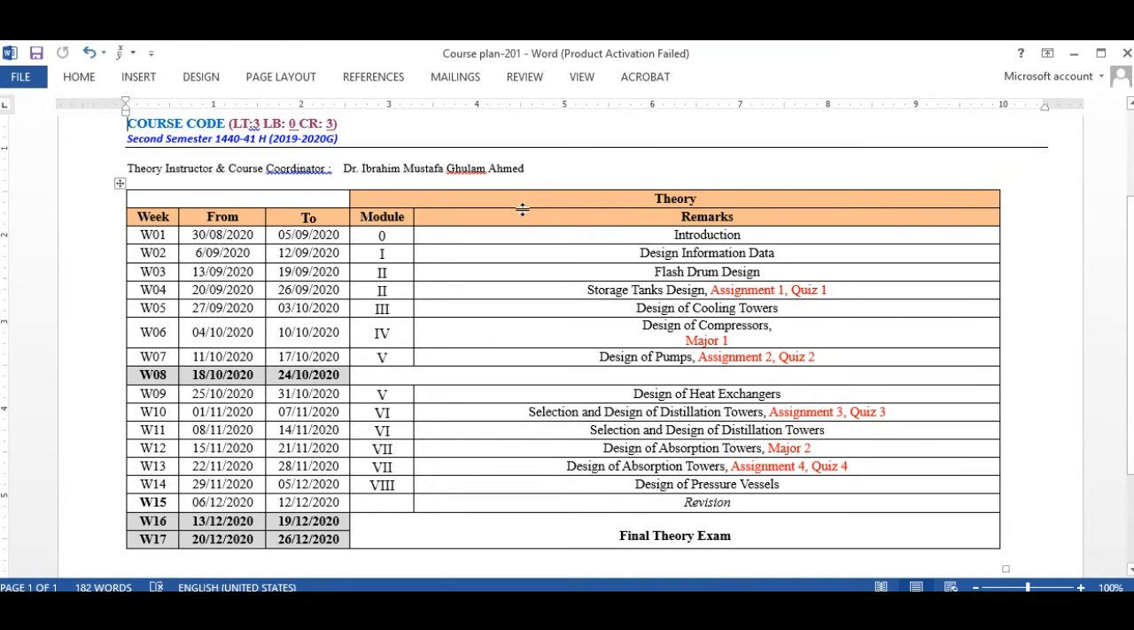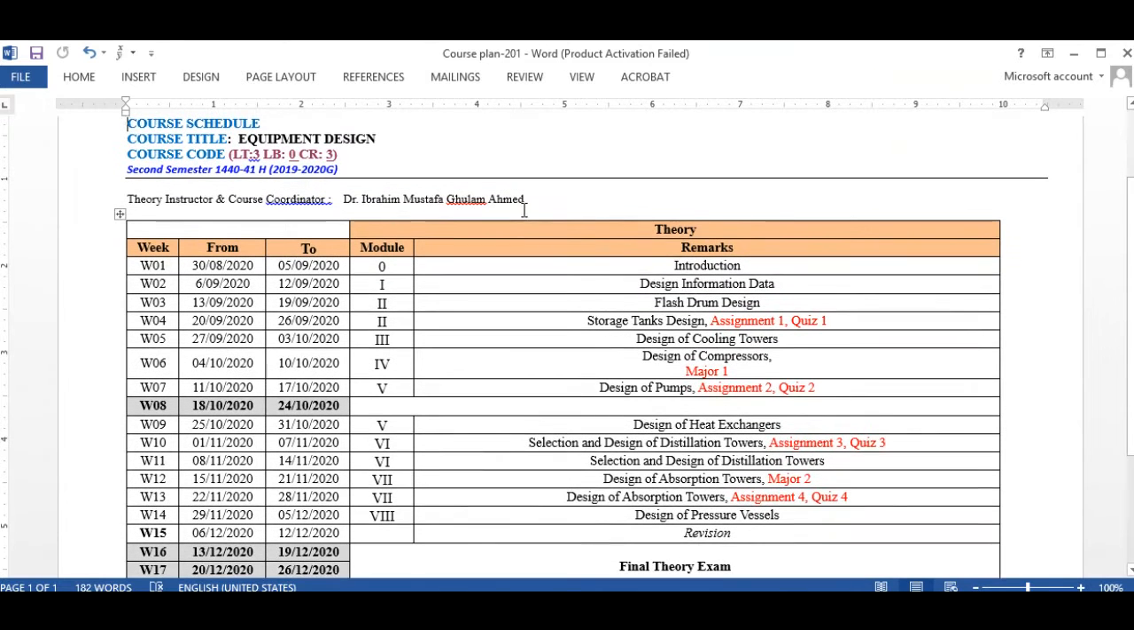As you know, the course topic is equipment design. So you are supposed to design the equipment, right? So before you design, you need to have data available. So today we talk about how to get data.